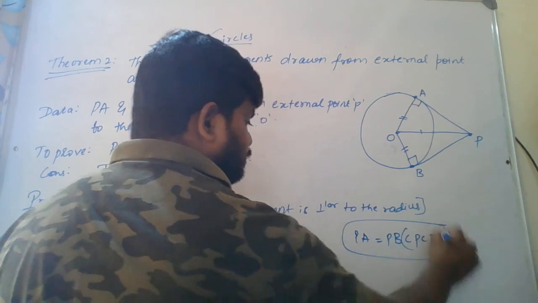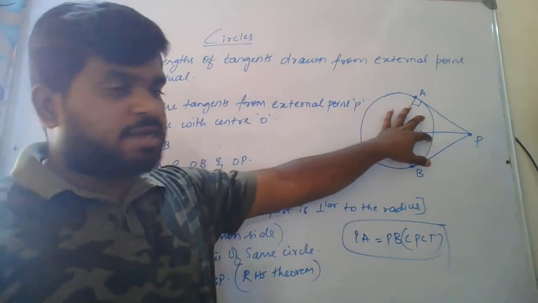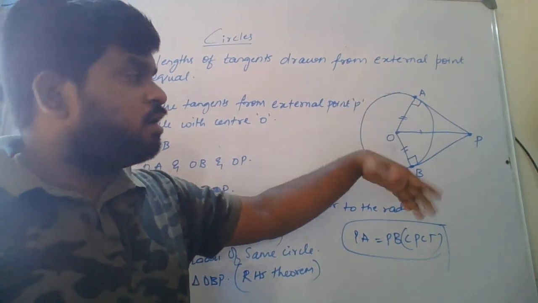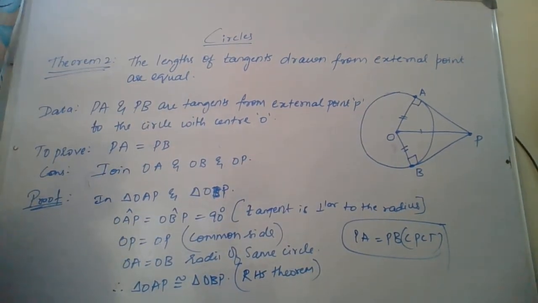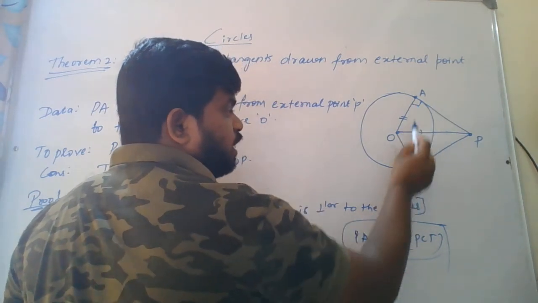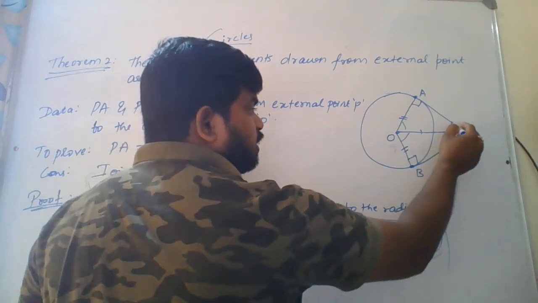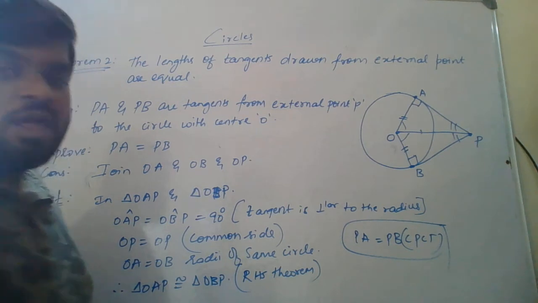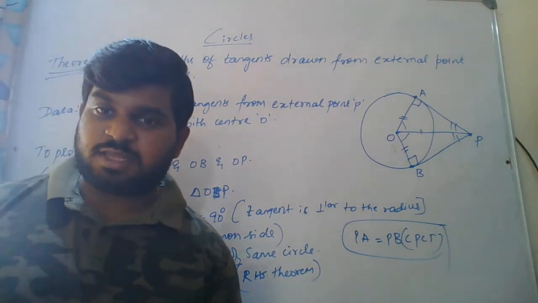This is the last line. Very, very simple. You'll get two triangles. Try to prove they are congruent using RHS. Once you prove it, you can tell PA equals PB using CPCT. At the same time, the other angles: this one and this one will be equal, similarly this and this will be equal. A very important and very easy theorem. This will be asked for 3 marks in the exam.